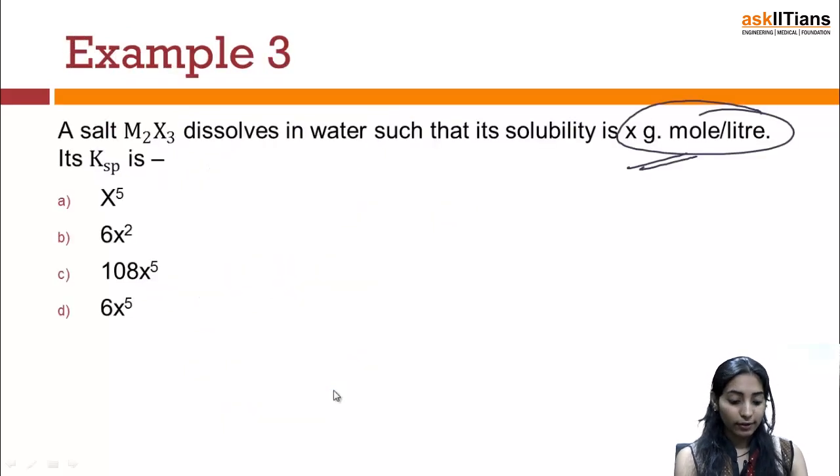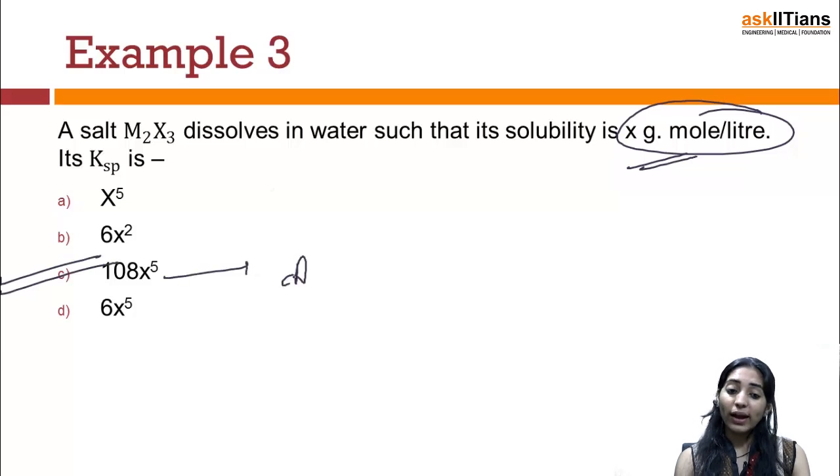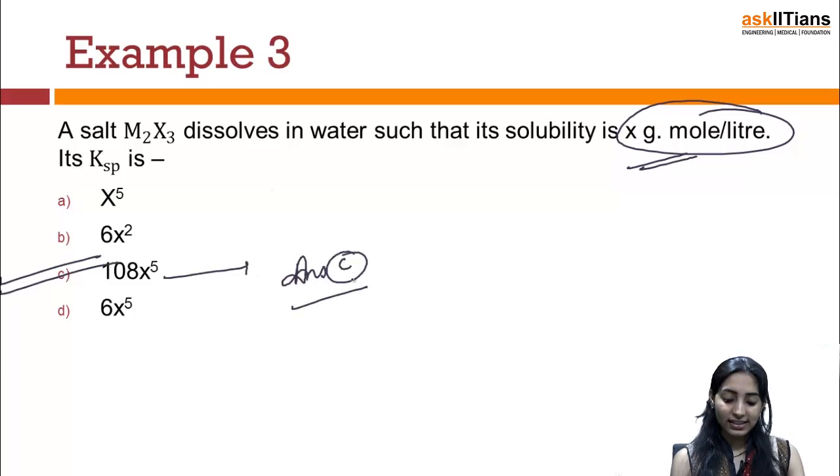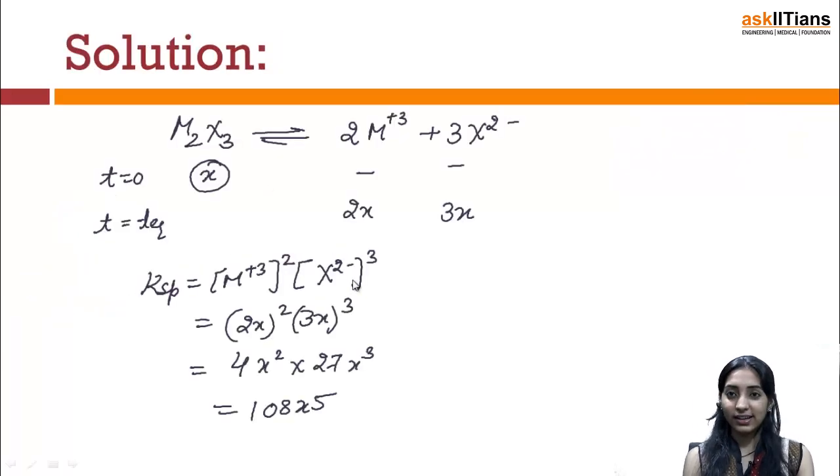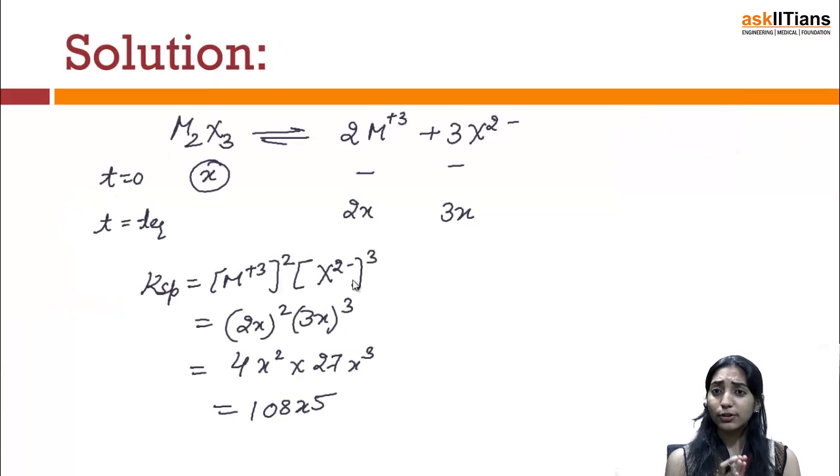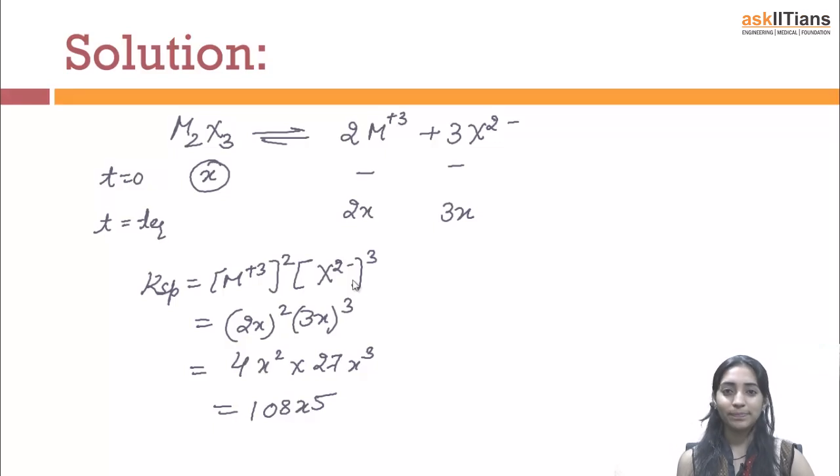Let's see if the option is there. Yes, the option given to us is option number C. So I can say that option number C is the correct answer for this particular question. So these were the basic concepts of solubility product and the theory of indicators which we have discussed, which is going to be very useful for us in the coming examinations.